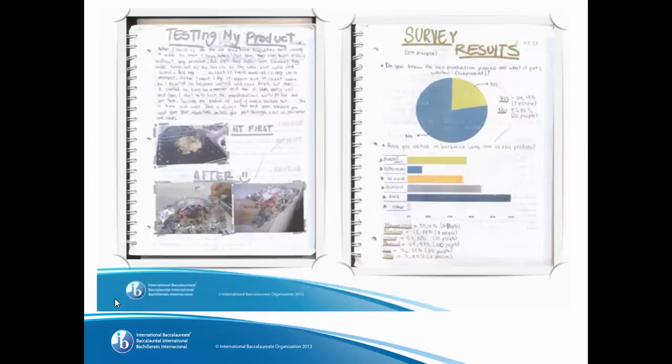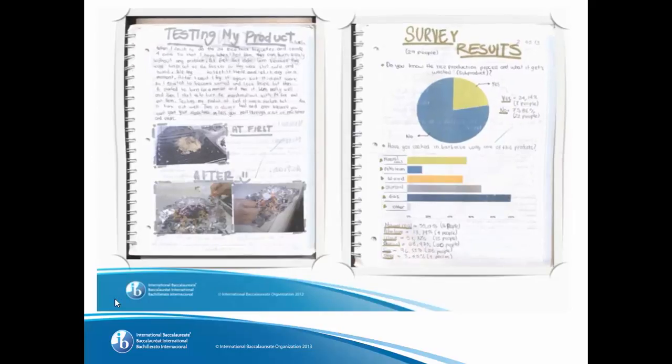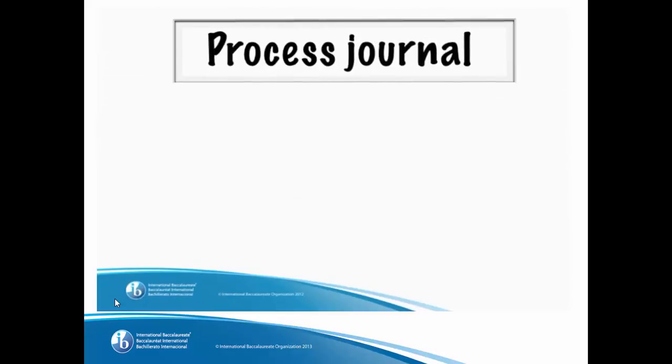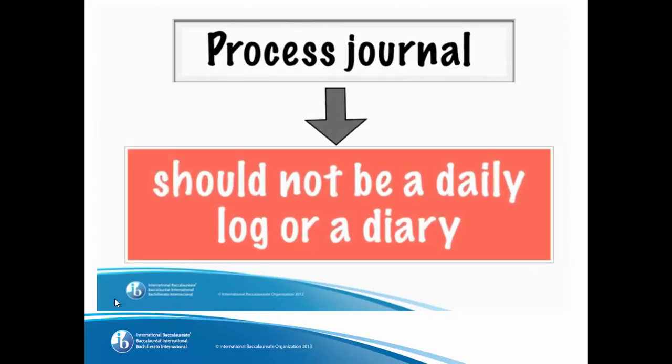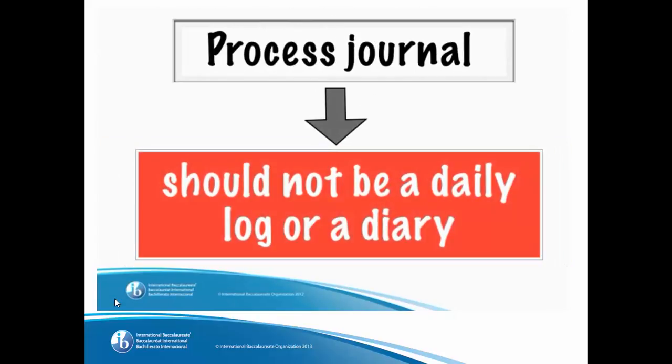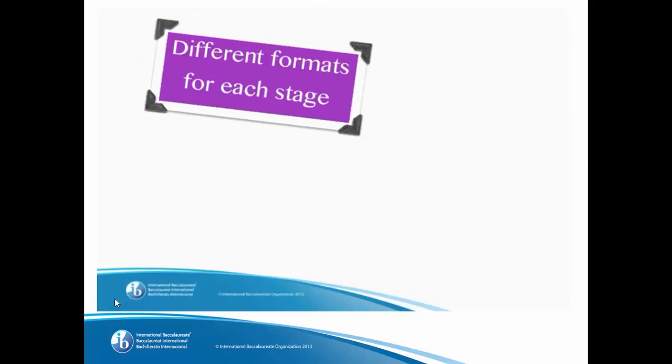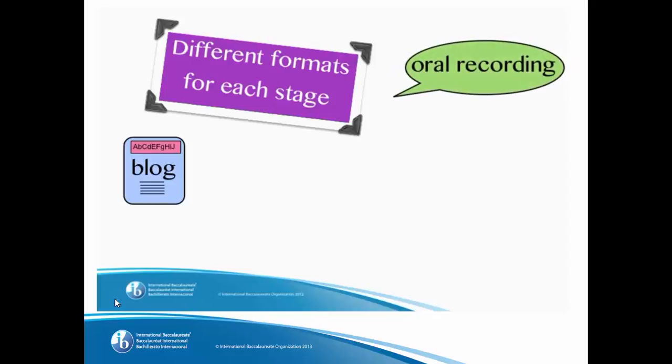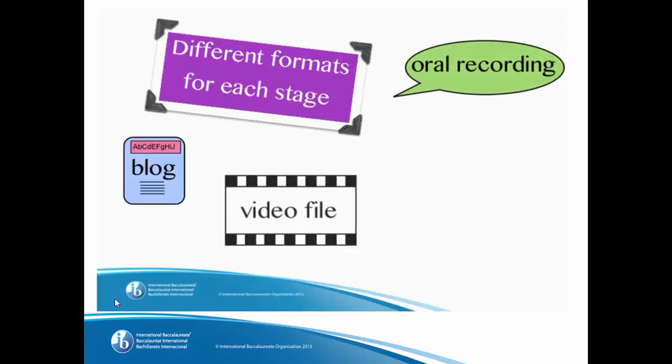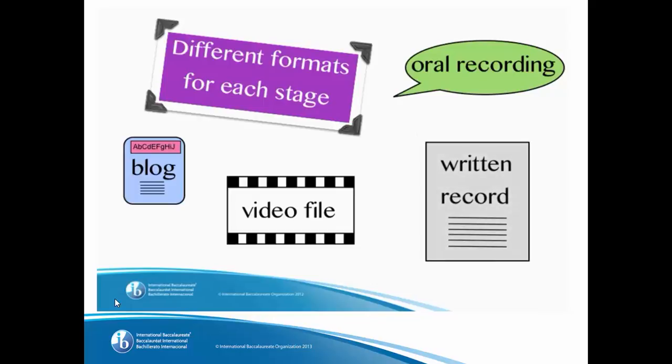Of course, it may be in written form too, although it's important to stress that the process journal should not be a daily log or a diary. A mixture of formats might suit the student's project too. For example, the student might change formats for each stage of the project, preferring to record their investigation on a blog, their planning through oral recordings, their action taken on video file, and their reflection through a written record.